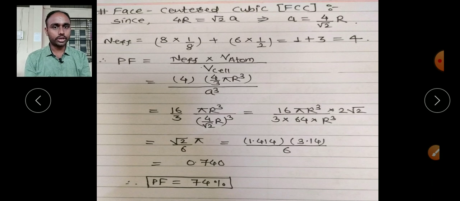So, how much is the void space remaining? 100 minus this 74, how much? It is 26. So, 26% is the void space or empty space in the face centered cubic unit cell. Okay. So, I hope these two concepts are clear to you.